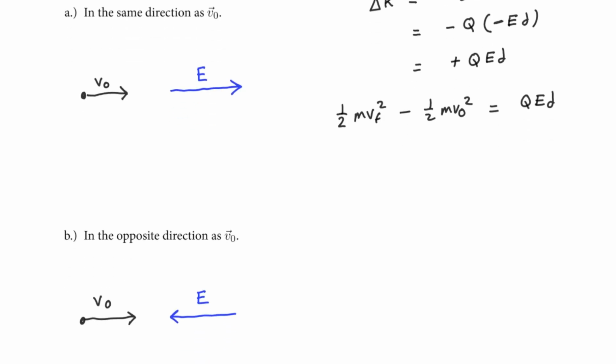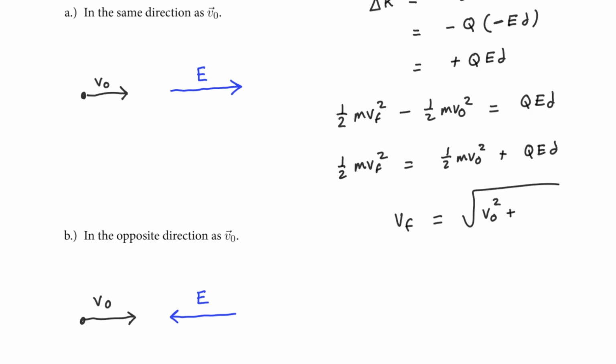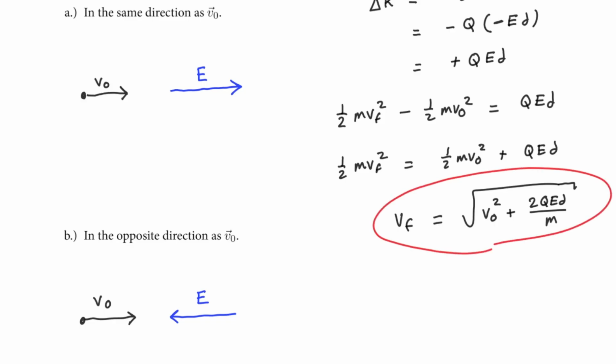And then I could just solve this for v_f. So just to spare us of that, well, let's do it once. So we can multiply by 2, divide everybody by m, take a square root, and in the first case, we'd get v_f equals the square root of v_0 squared plus 2QED divided by m.